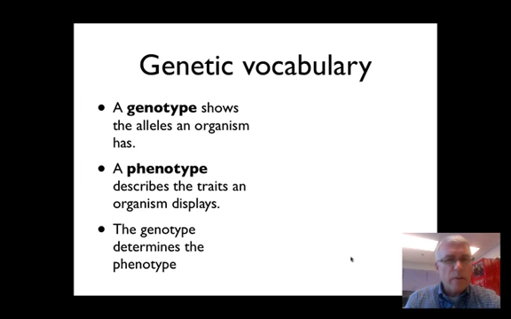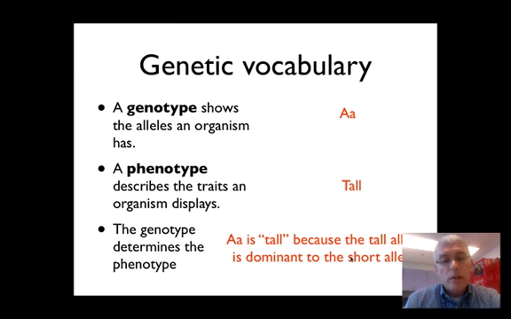Now we've got some vocabulary to make sure we know how to use accurately when we're talking about genetics. The genotype of an organism is the actual letters you see that represent that organism. For example, big A, little a is an example of a genotype. A phenotype tells you what the organism looks like or what trait they are displaying. For example, a big A, little a individual would be tall, not short. And the genotype always determines the phenotype.